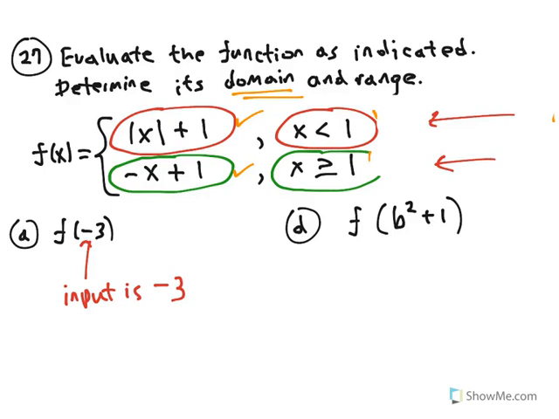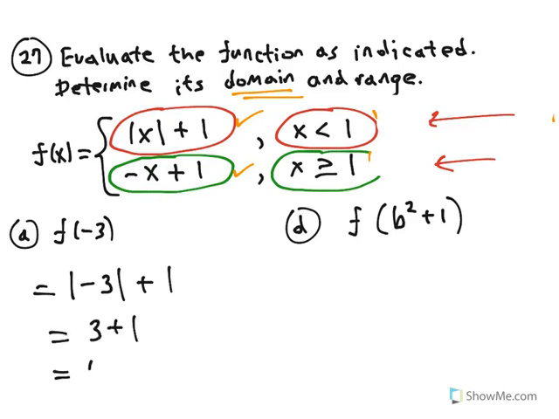If the input is less than 1, and that's the case for part A, we're going to use the first rule. So f of negative 3 is given by the first rule, the absolute value of the input plus 1. The absolute value of negative 3 is positive 3. 3 plus 1 is 4.